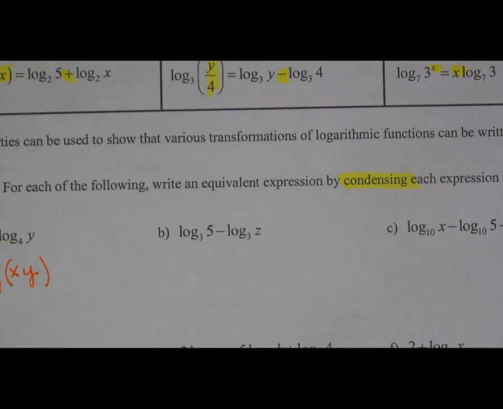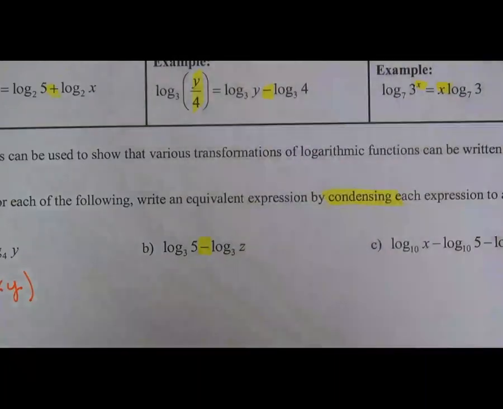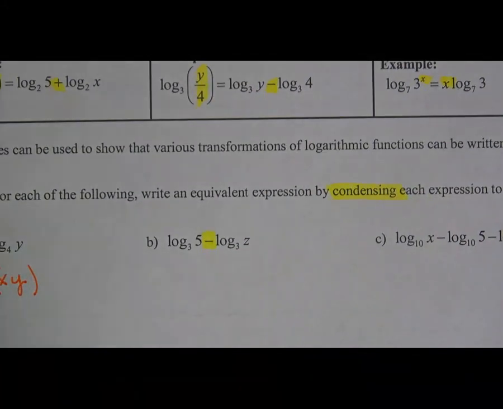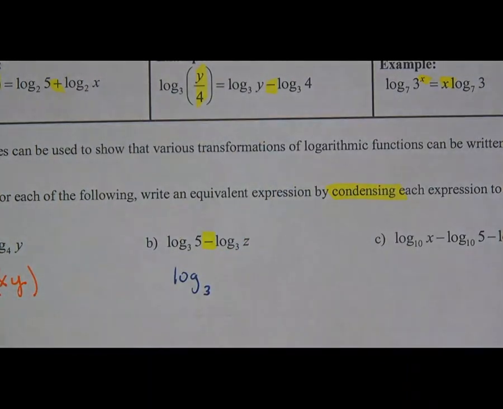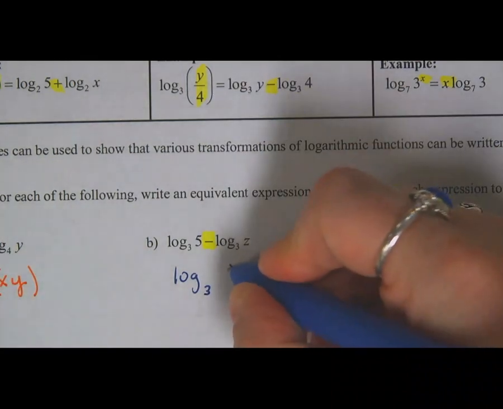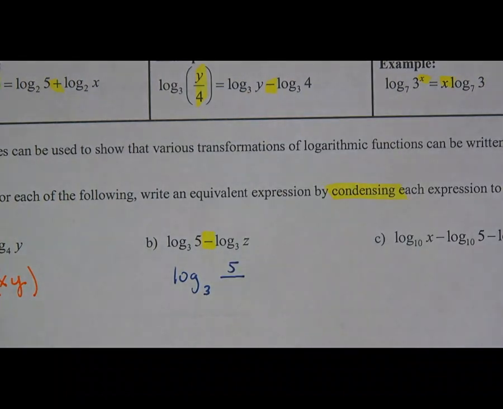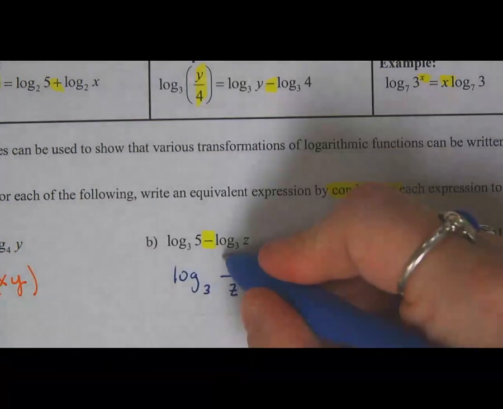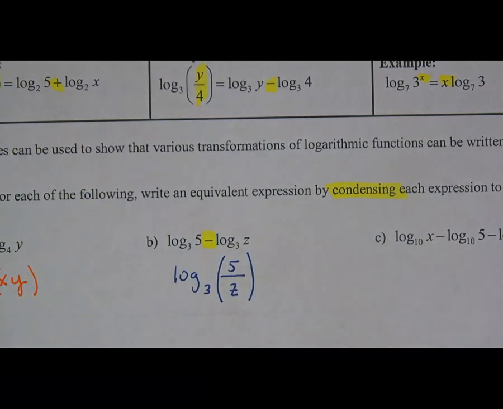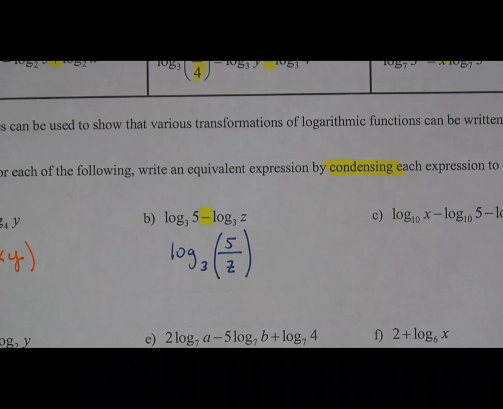So B, we have log base 3 of 5, subtract log base 3 of z. So that's going to condense down using the quotient property that says if you have two logs that are being subtracted, you can shrink that down into the first argument is going to be the numerator of the quotient. The second argument, which is z, is going to be the denominator of the quotient. And with fractions, it's pretty important to put parentheses around it again so that we can read that as the log is being taken of 5 over z.